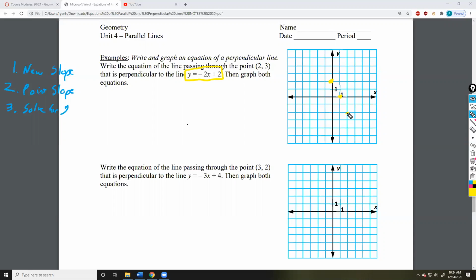Down 2 and to the right 1. Right? Negative slope means we should be moving down from left to right. Or up 2 to the left 1. So remember that this time we want something that runs perpendicular.